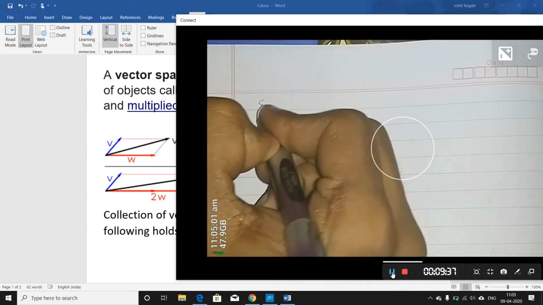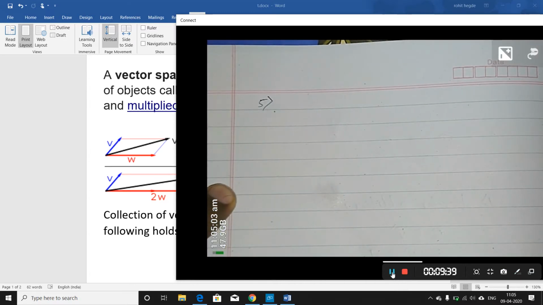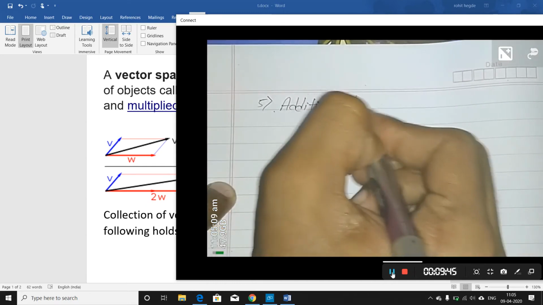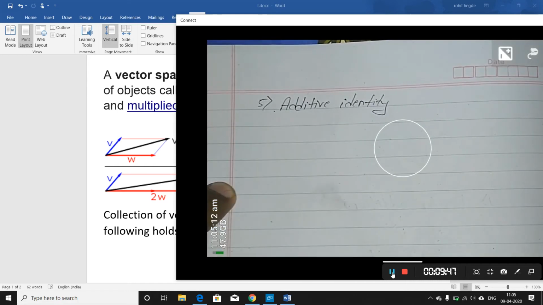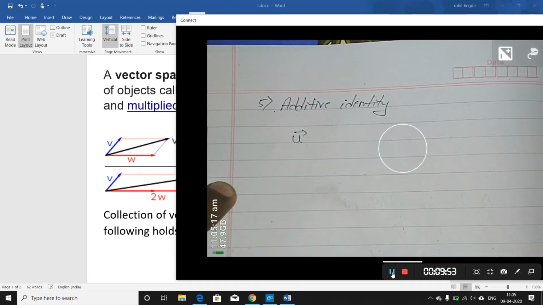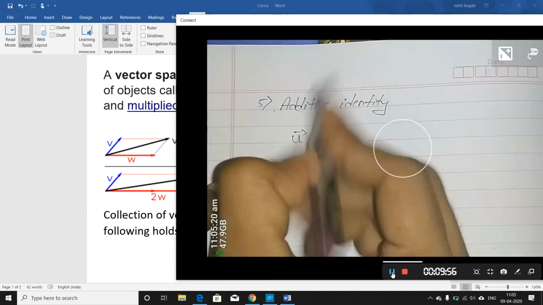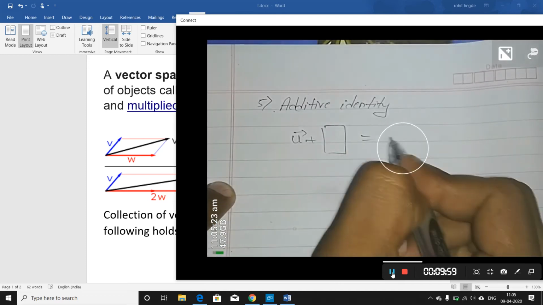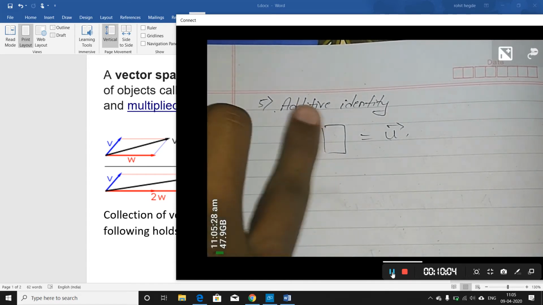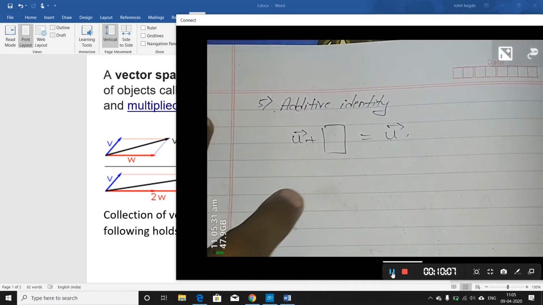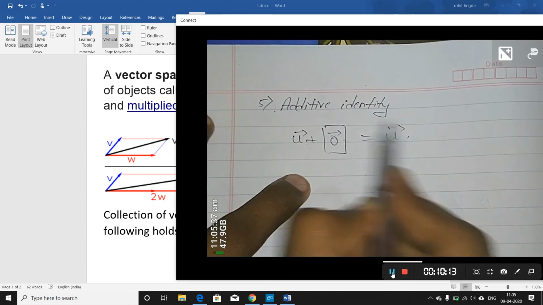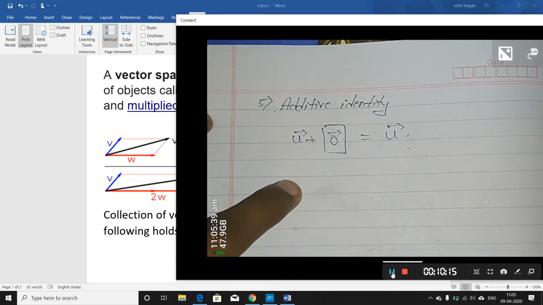Then the fifth one is additive identity. Additive identity means if we have any vector like a u vector, and we add something to this, it should give the u vector only. That's the additive identity. So if we add the 0 vector, then u vector plus 0 vector gives the same u vector. That's called the additive identity.